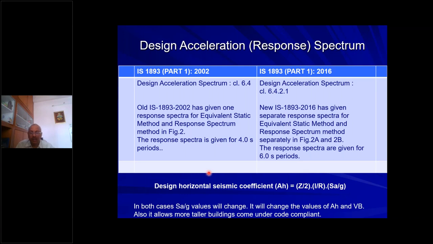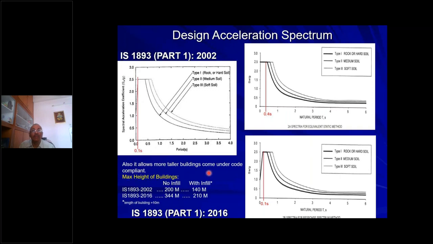Whereas in the new code, the spectrum has been extended further up to 6 seconds. This is the first modification, with reference to the time period. Earlier it was only up to 4 seconds, and now it is up to 6 seconds. For example, you can see this in the 1893 response spectrum. It is up to 4 seconds only.